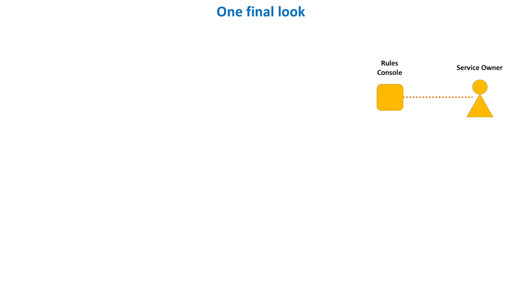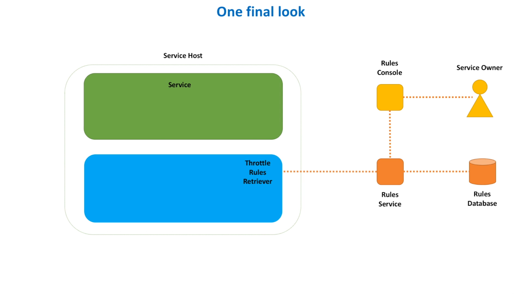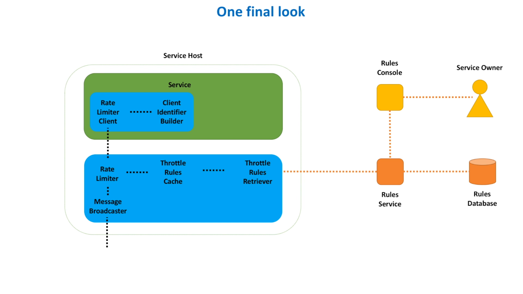Now, let's summarize what we have discussed so far. Service owners can use self-service tools for rules management. Rules are stored in the database. On the service host, we have a rules retriever that stores retrieved rules in the local cache. When a request comes, the rate limiter client builds a client identifier and passes it to the rate limiter to make a decision. Rate limiter communicates with a message broadcaster that talks to other hosts in the cluster.